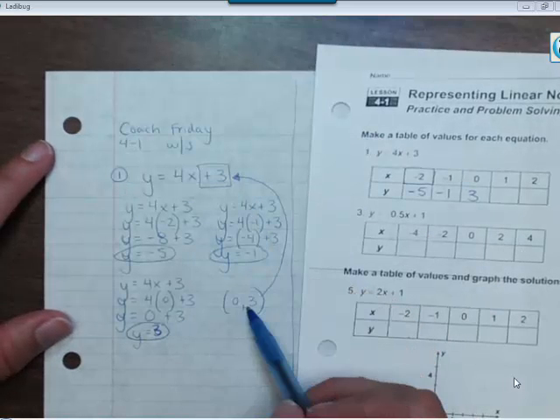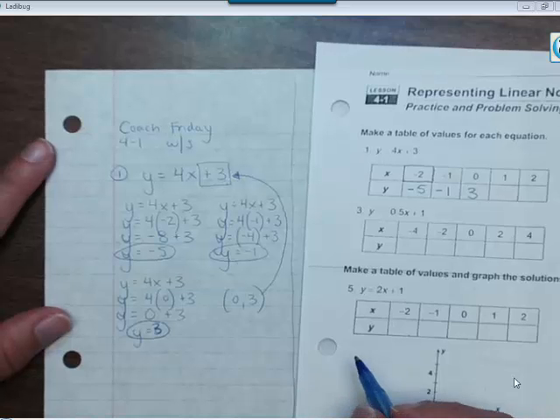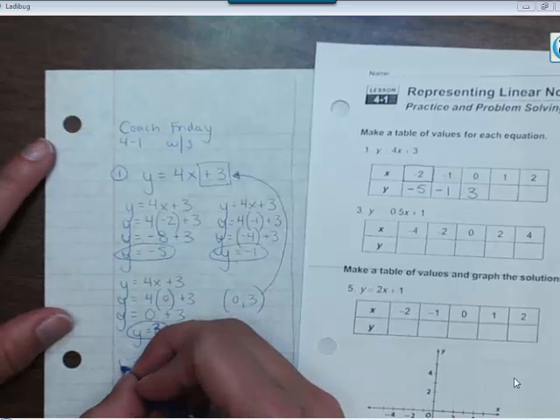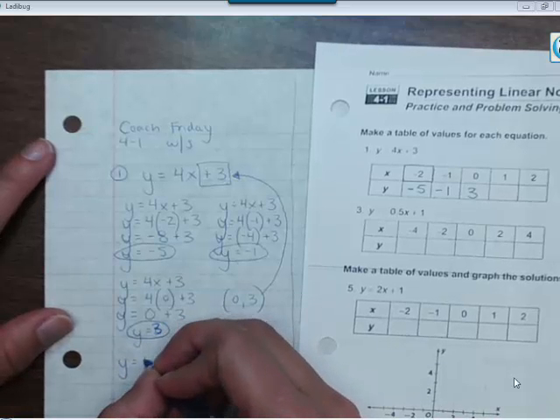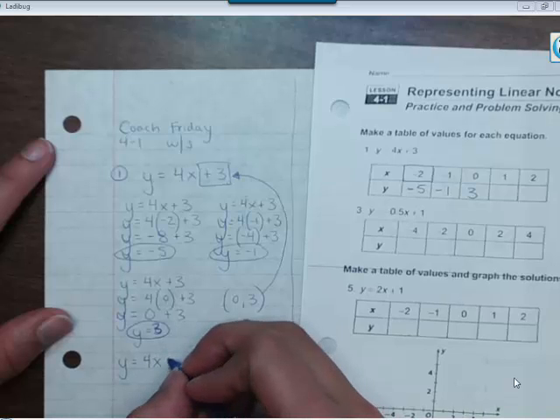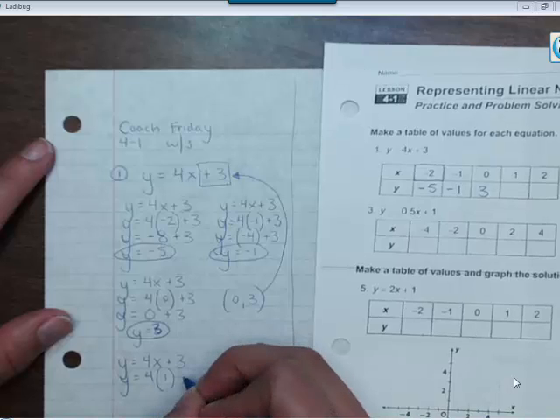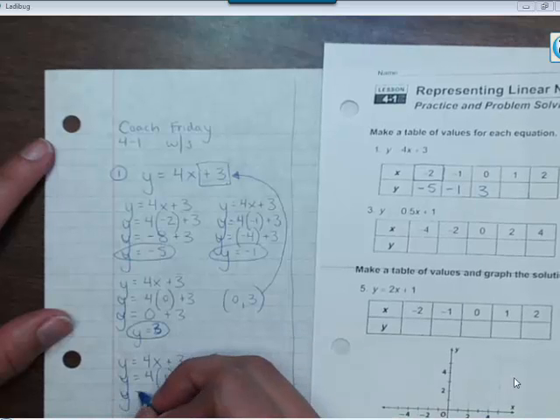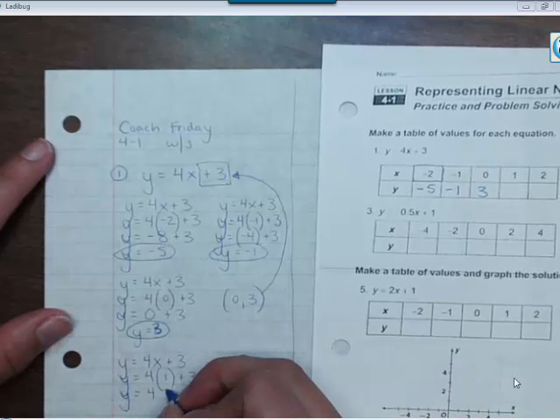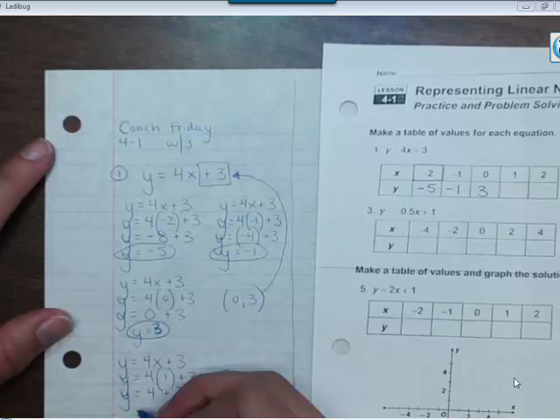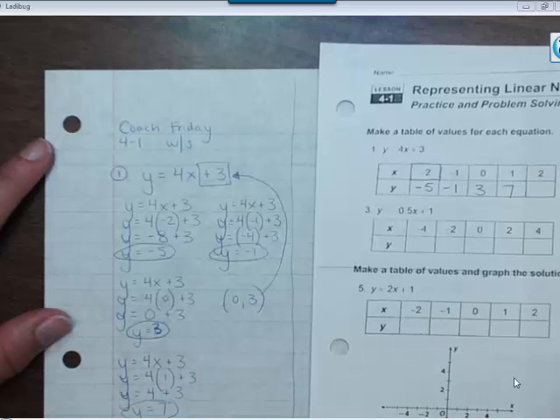You're going to be doing this for when x is 1 and when x is 2. Okay, so y is equal to 4, I'm going to plug in 1 for x, plus 3. 4 times 1 is 4, plus 3. Y is equal to 7. 4 plus 3 is 7. I'm going to plug it in. Okay, and then the last one.